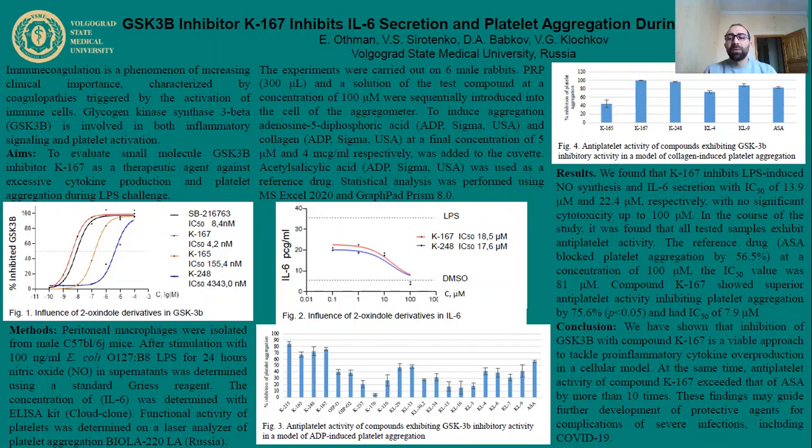In conclusion, we have shown that inhibition of GSK3 beta with compound K167 is a viable approach to tackle pro-inflammatory cytokine overproduction in a cellular model. At the same time, antiplatelet activity of compound K167 exceeded that of acetyl salicylic acid by more than 10 times. These findings may guide further development of protective agents for complications of severe infection, including COVID-19.